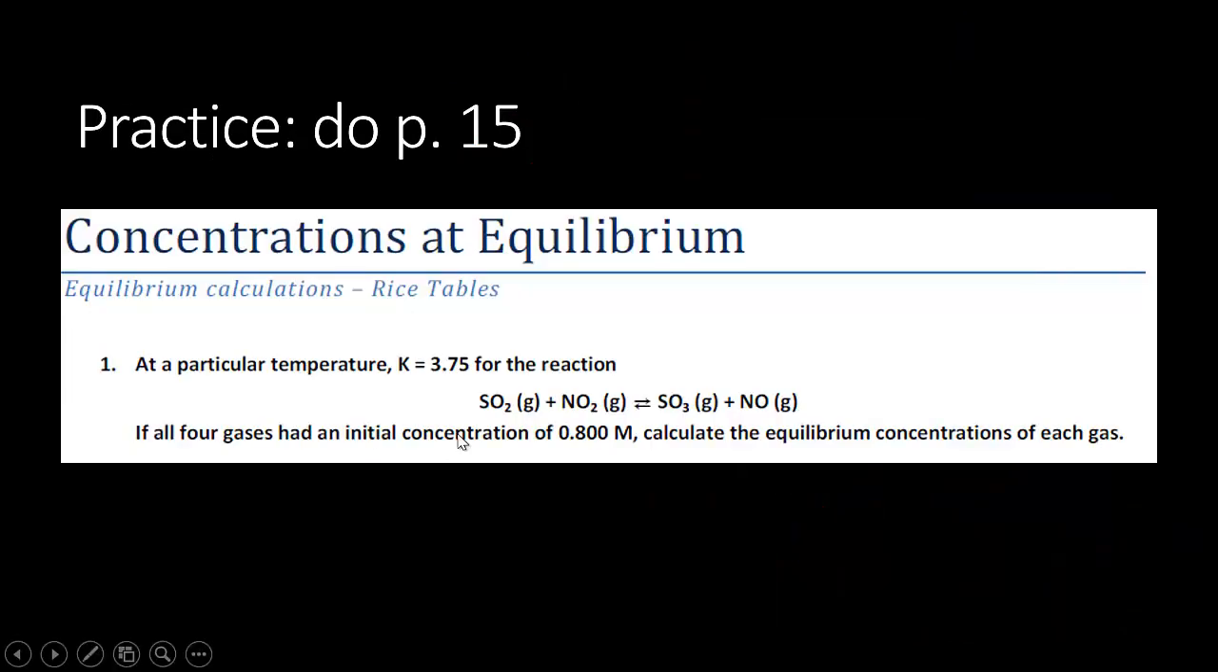On page 15, you'll find practice either calculating the change and determining the concentration of an unknown, or calculating K from given values. If something is not mentioned, if you're asked to find K and it doesn't say that you had some amount of products in the system, you can assume that products start at a concentration of 0.